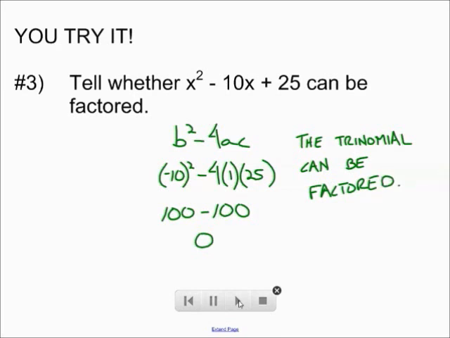Remember in Chapter 9 we learned that if the discriminant is 0, an equation like this would have one solution, or it would have one x-intercept. But this is a little bit different. Now we're looking at it's a perfect square, so it can be factored.